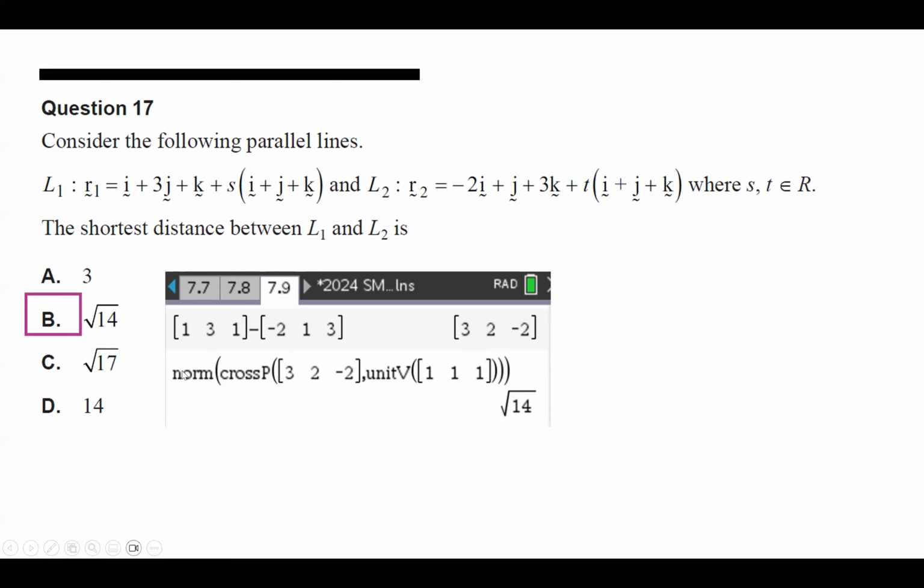Then I just need to find the magnitude of this cross product, which gives me the square root of 14 as my final answer. This method is suitable when you are finding the shortest distance or perpendicular distance between two parallel lines. Of course, it has other suitable scenarios. When time suits, I'll explain later.